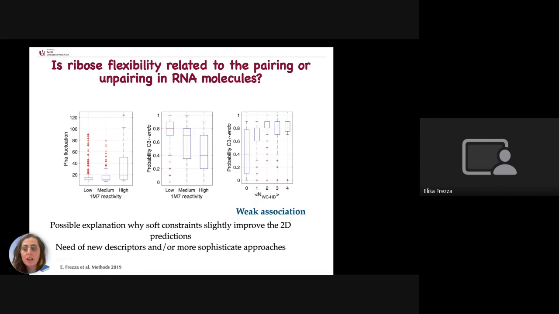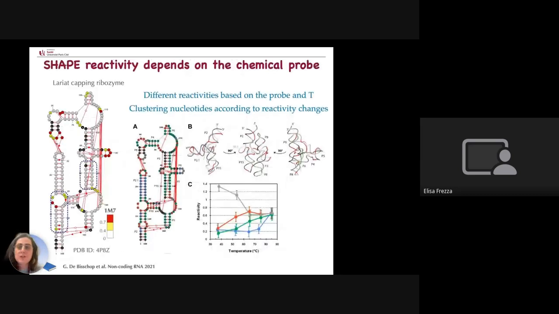So we thought, and we still think, that we need a stricter and more sophisticated approach to take SHAPE data into account in the structure predictions. We want to go further, and in our team we also do new experiments. We look at the dependence on the temperature and on the chemical probes, and we observe that different reactivities can be observed based on the probes we use, so based just on the nucleophilicity, the properties of a probe, and also the temperature.